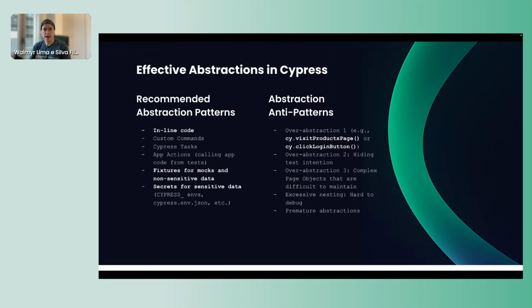Excessive nesting is also something you should avoid because code with too much nesting is harder to debug. And then premature abstractions. Premature abstraction is when you try to predict the future. You are abstracting something thinking that you will need that abstraction later. But since you don't know if you will really need it, don't abstract it prematurely. Leave it until the code is screaming at you, "abstract me," okay?